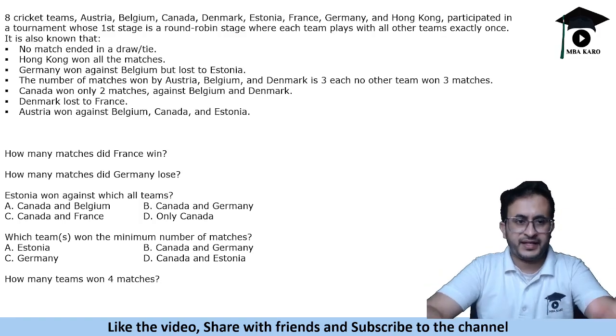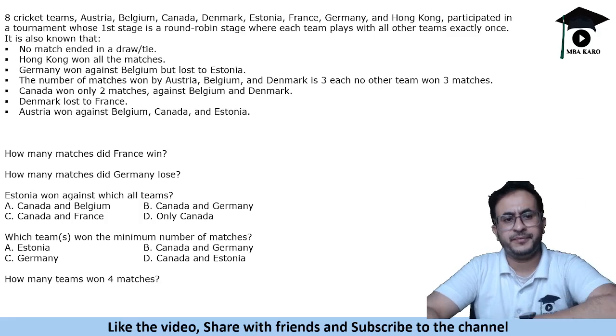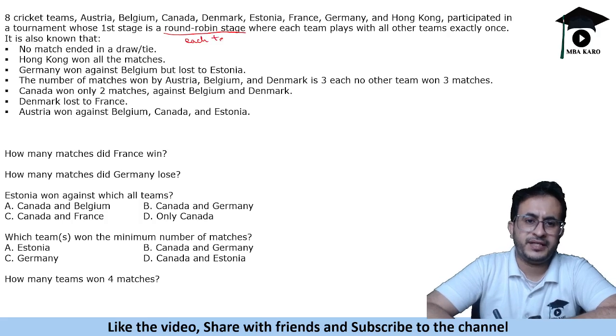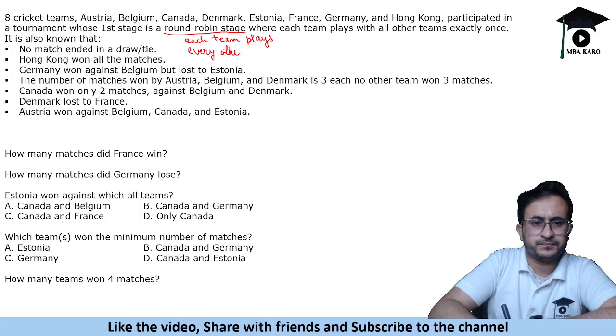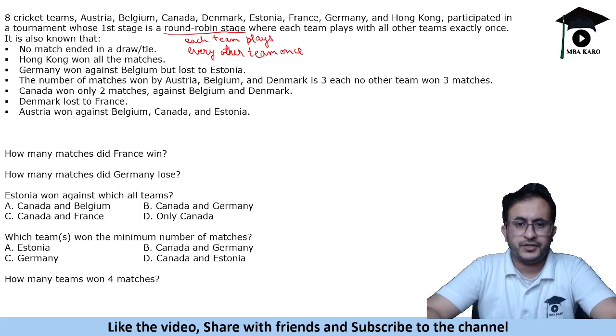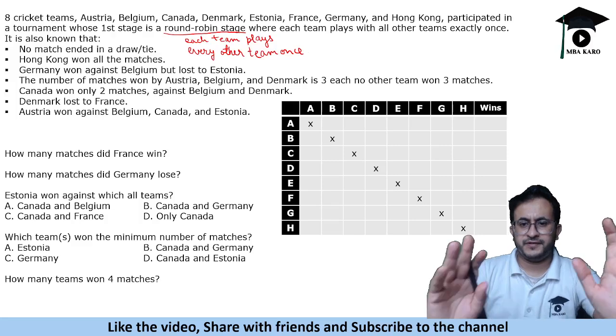So it says that there are 8 cricket teams A, B, C, D, E, F, G, H, and they participated in a tournament whose first stage is a round robin stage. A round robin stage means each team plays every other team once. Okay, so that is the condition here. So you will have to draw a table like this. So this is the table which we will fill.